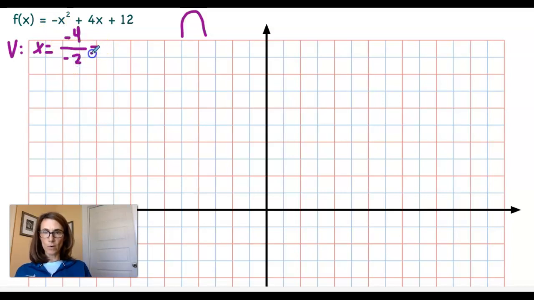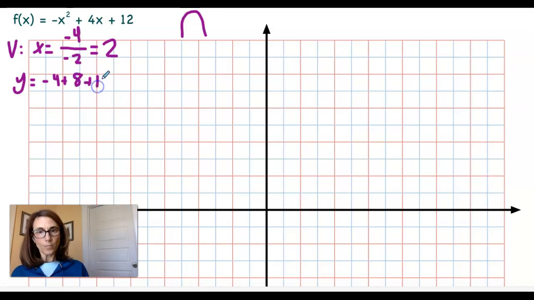So the x value for our vertex is going to be positive 2. Now we can solve for the y value by plugging 2 in for x. So we get negative 2 squared, and 2 squared is 4, so we get negative 4, plus 4 times 2, which is 8, plus 12. So the y value for our vertex is 8 minus 4 is 4, plus 12 is 16.